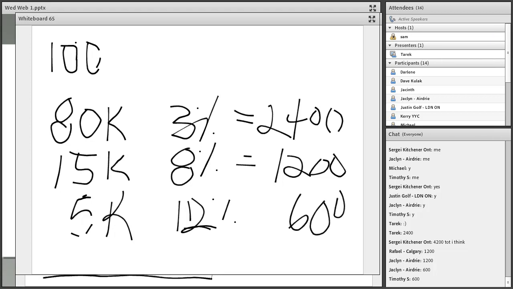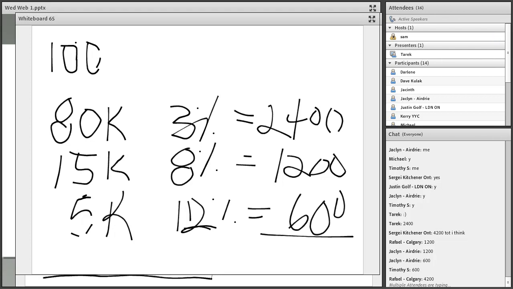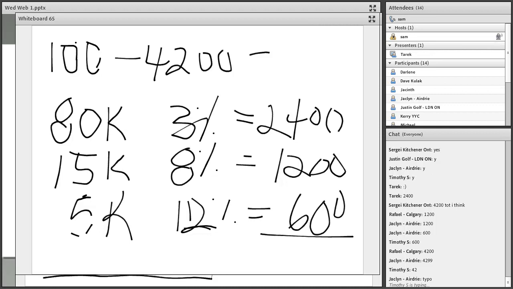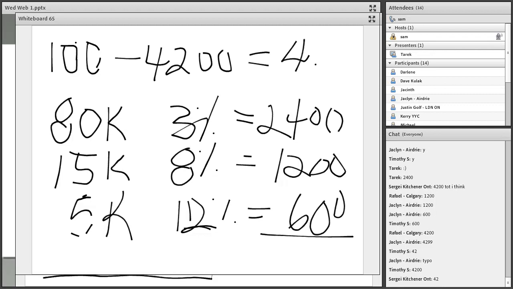Now look. When we add these all together, how much do they add up to? Excellent. So the cost of this 100,000 is 4,200. Therefore, our total interest rate equals what? Not 42. 4.2. Does everybody see that? It's 4.2.